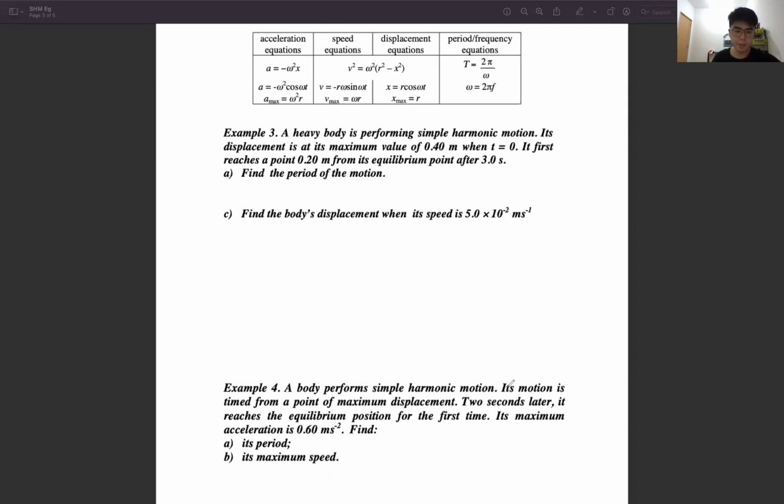So a body performs simple harmonic motion. Motion is timed from the point of maximum displacement. Two seconds later, it reaches the equilibrium position, meaning that over here is 2 seconds. For the first time, its maximum acceleration is 0.60. Find its period. Okay, so this is 2 seconds.